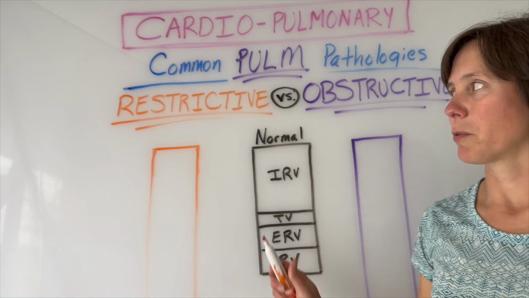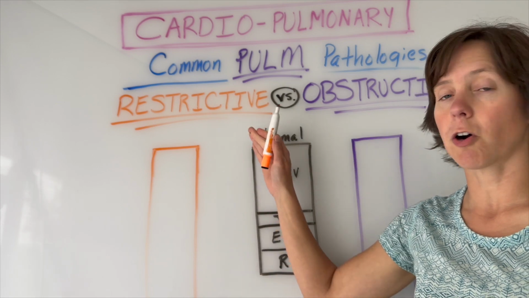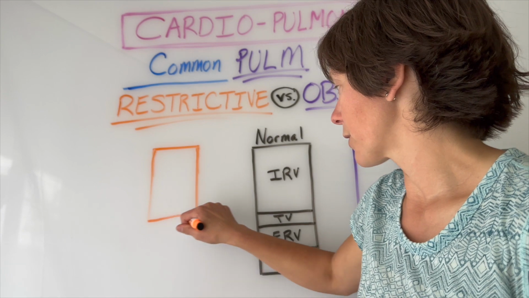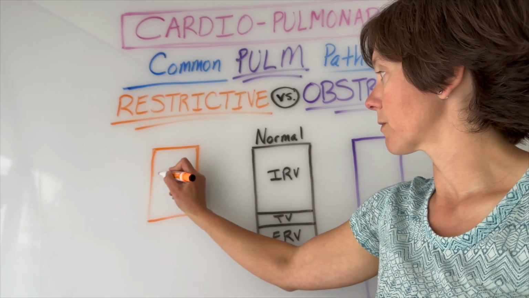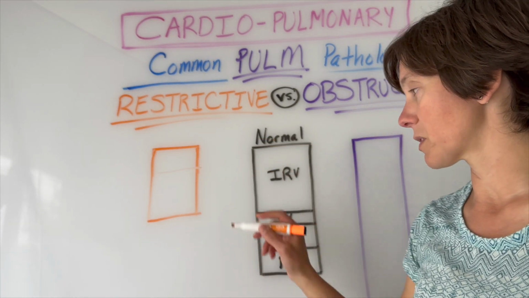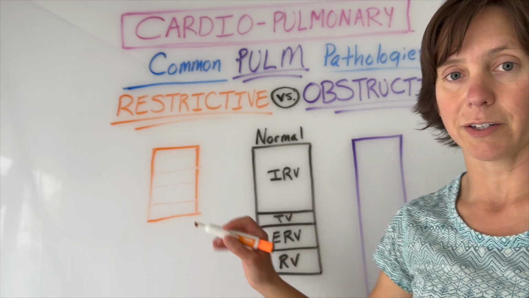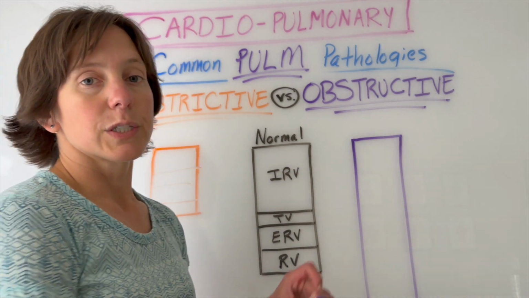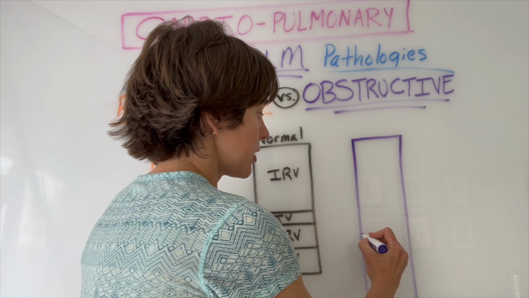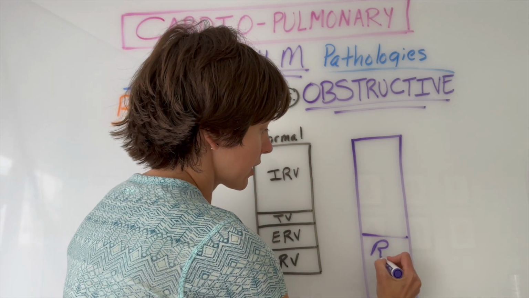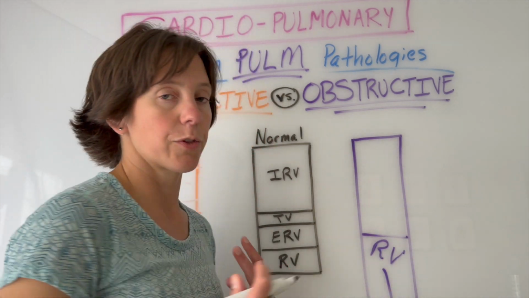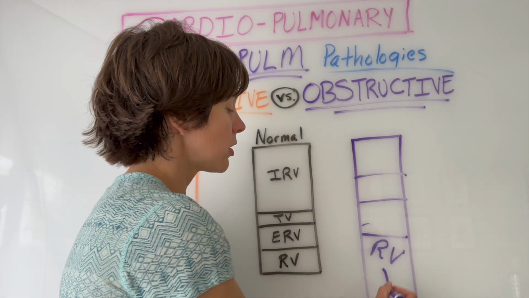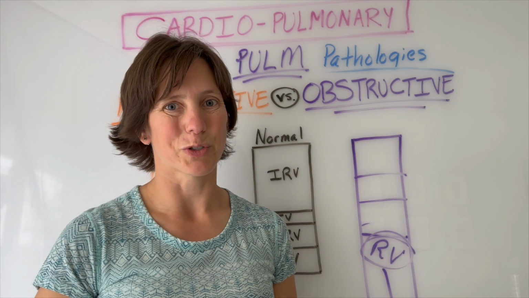So here's our normal. When we compare it to restrictive, all of the lung capacities are going to be much smaller. So everything is going to be compacted into a smaller space. All the reserve volumes and the residual volumes will be here. As far as obstructive disorders go, everything's going to be a little bit larger, especially the residual volume, because you have that trapped air inside those lungs that's causing that obstructive disease. So everything else is going to be a little bit longer, especially that residual volume.